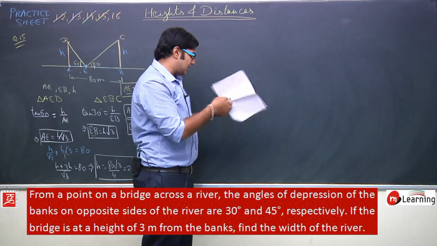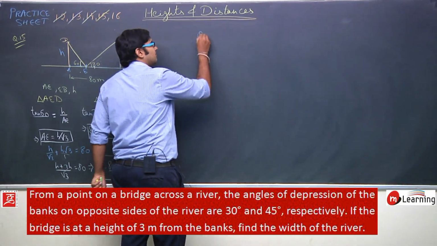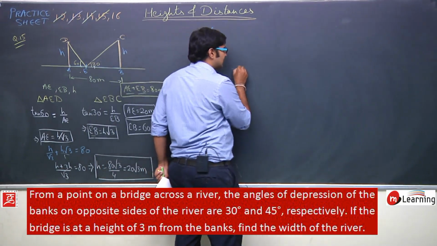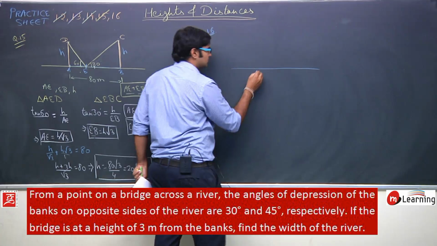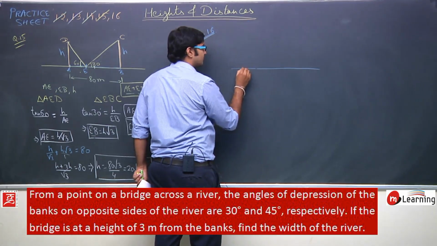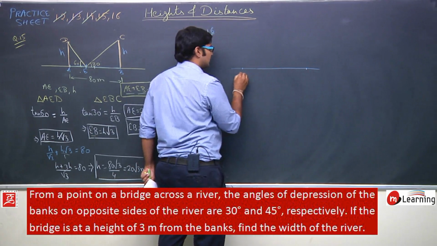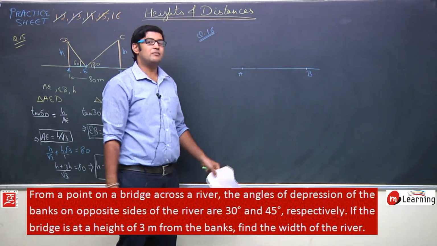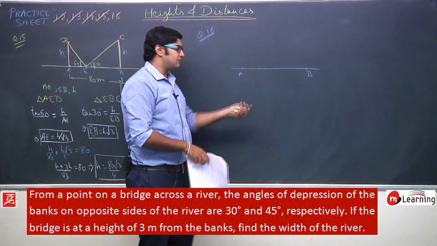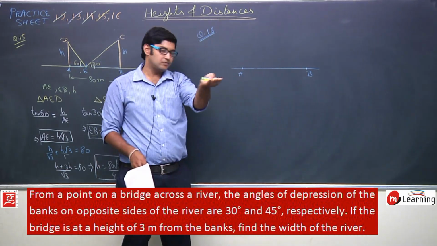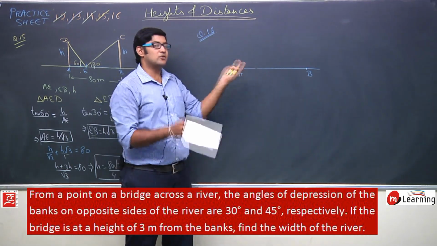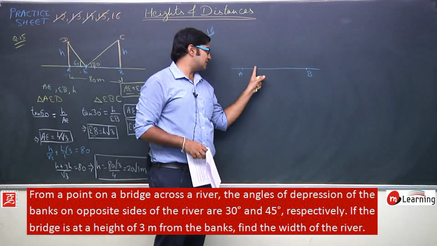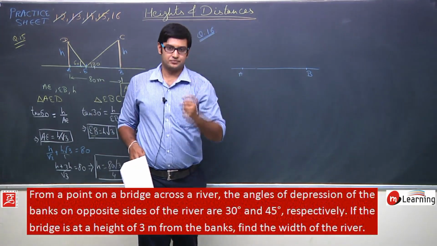So let us draw the diagram of this question. This question is interesting, the diagram will be interesting. Let us say this is the ground level, and let us say this AB represents the river. Now how is AB representing the river? I am assuming that the river is flowing like this, in front, and I am observing it from the front side. This is the front view of the river. So AB represents the river in this direction.